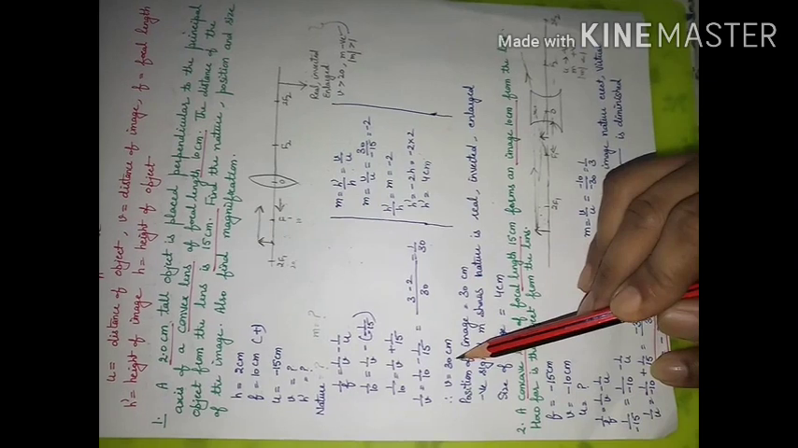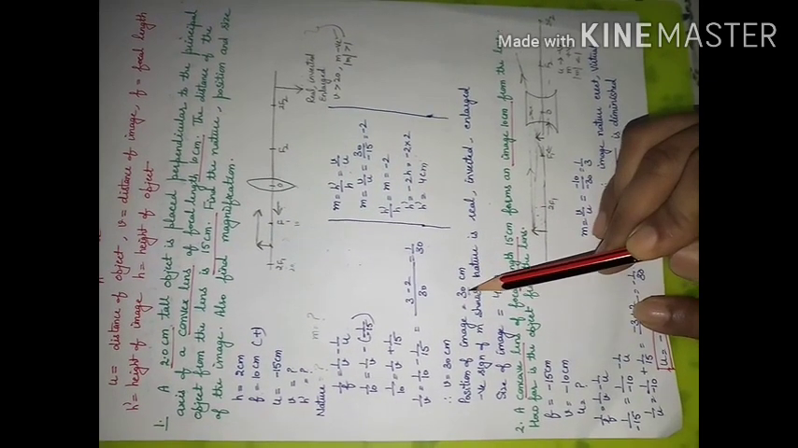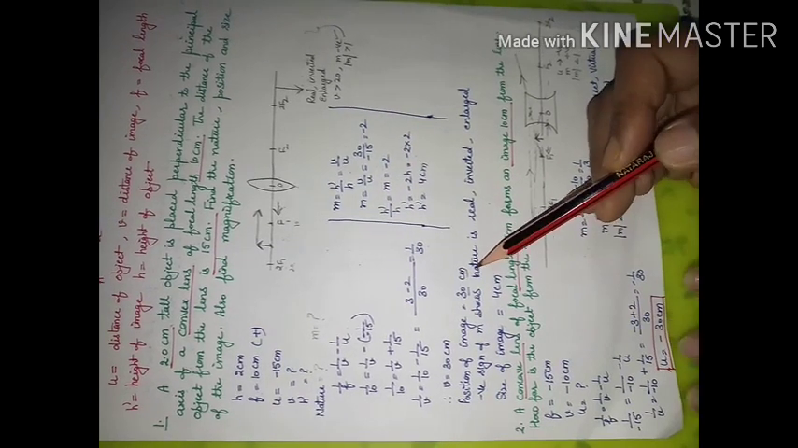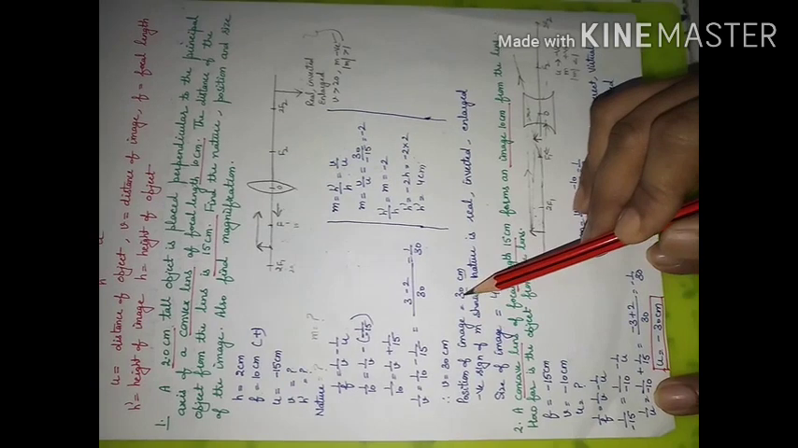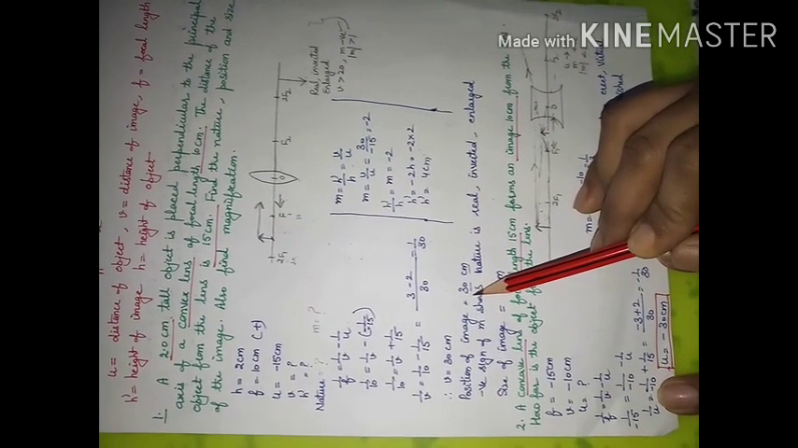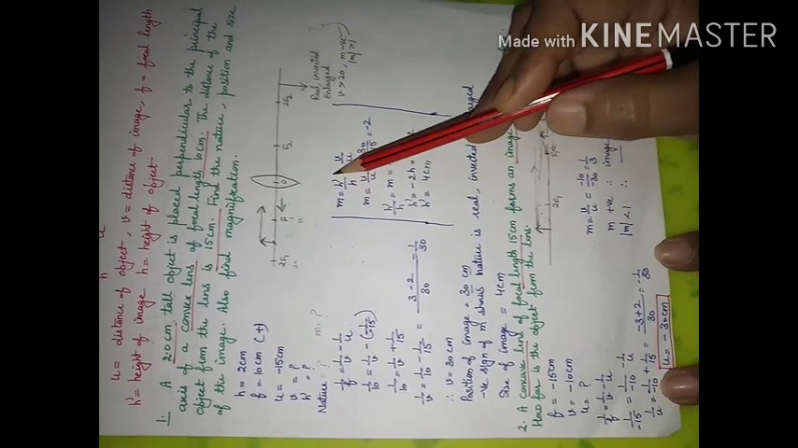So v will be equal to 30 centimeter. So position of image is 30 centimeter. On which side? On another side of lens. And this distance is coming out to be with a positive sign. When we will find magnification, m is equal to h dash upon h.